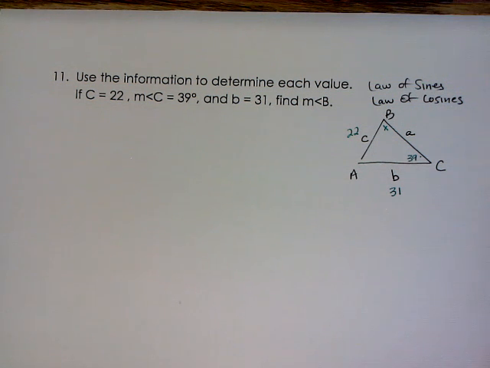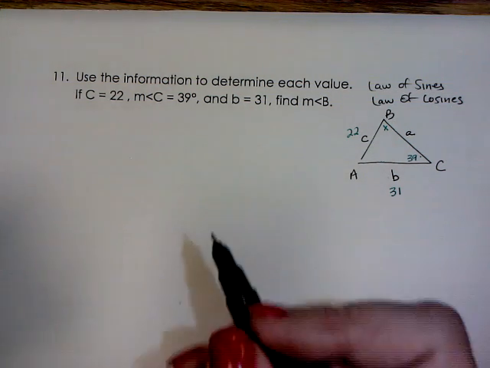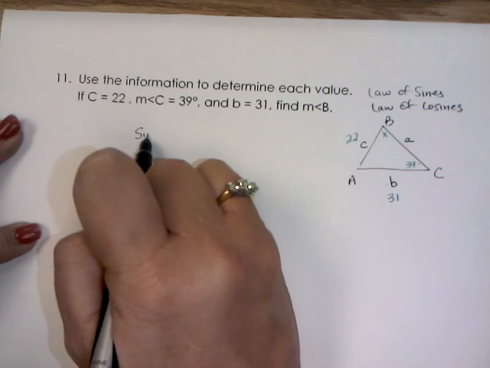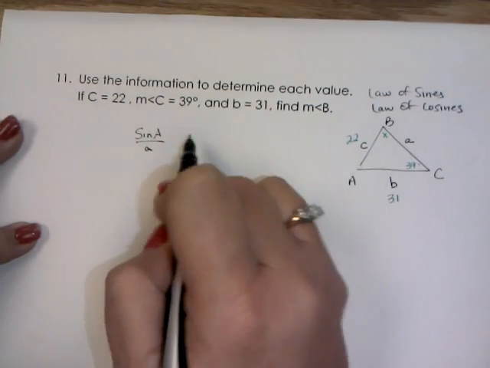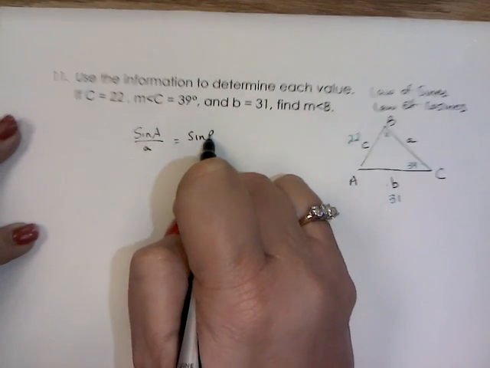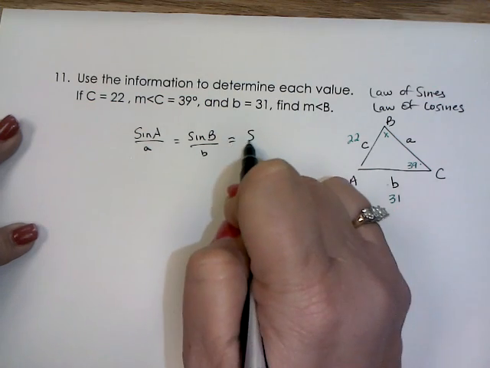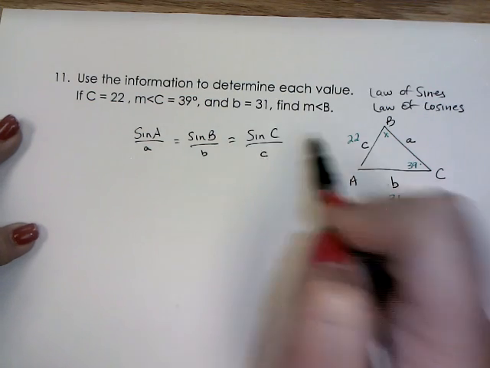Is law of cosines hard? No, but you're going to have to do a little extra math with law of cosines. Law of sines just comes up to be that ratio. Law of sines says the sine of A over little a equals the sine of B over little b equals the sine of C over little c.